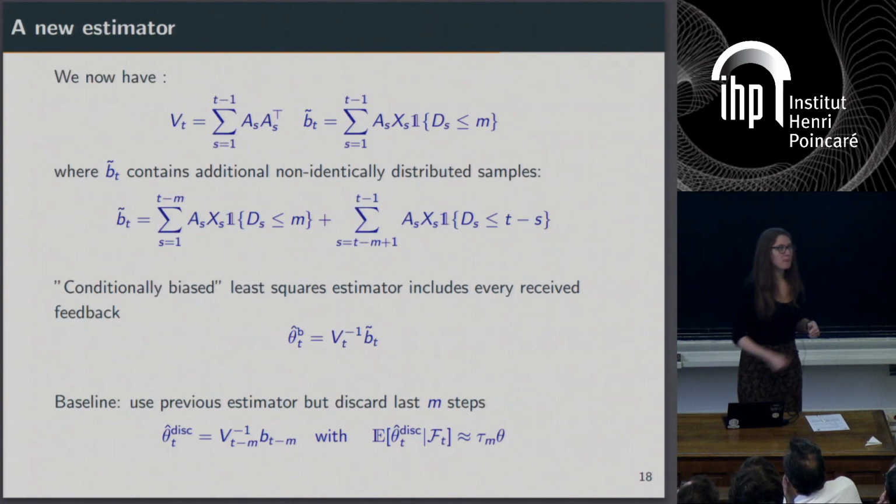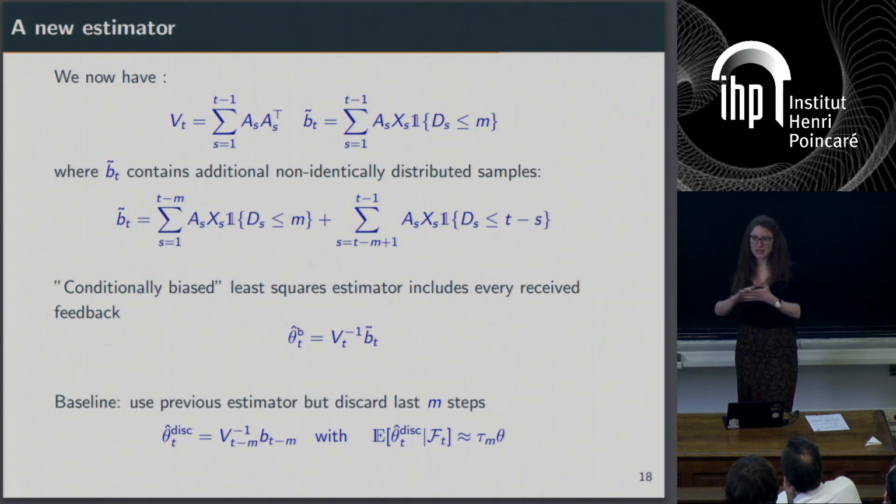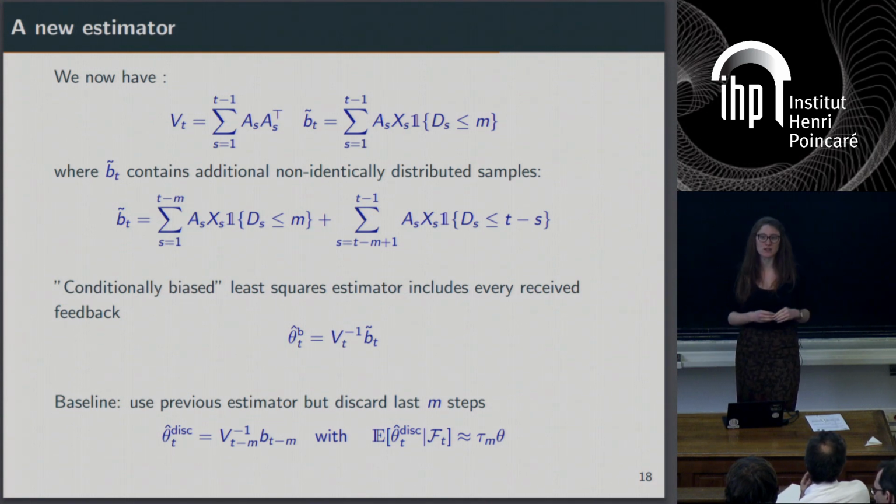So now I still have my covariance matrix V_t, because I know which actions I've been making. And I have this slightly changed b_t vector, which is now the sum of the actions, weighted by x_t times an indicator that says that the delay was short enough for the action to be sent back to the agent. And this b_t tilde can be split into two parts.